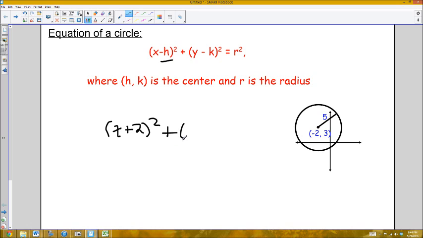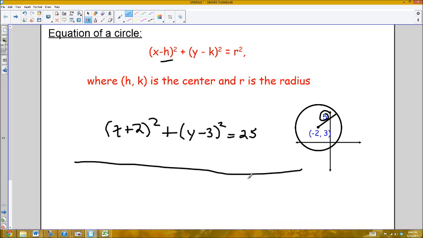Then I'm going to add on the y coordinates into the circle. The y coordinate of the center is 3, so I'll be subtracting 3. And this will all be equal to the radius, which is 5 squared. So 25.